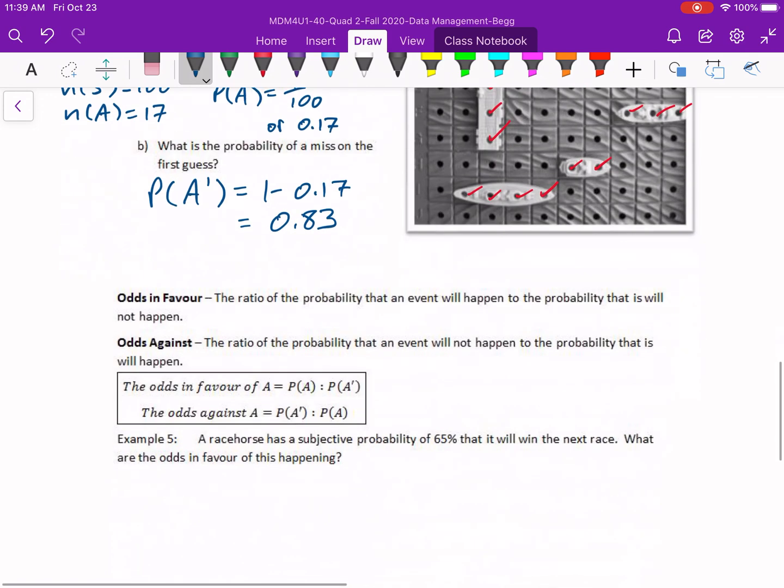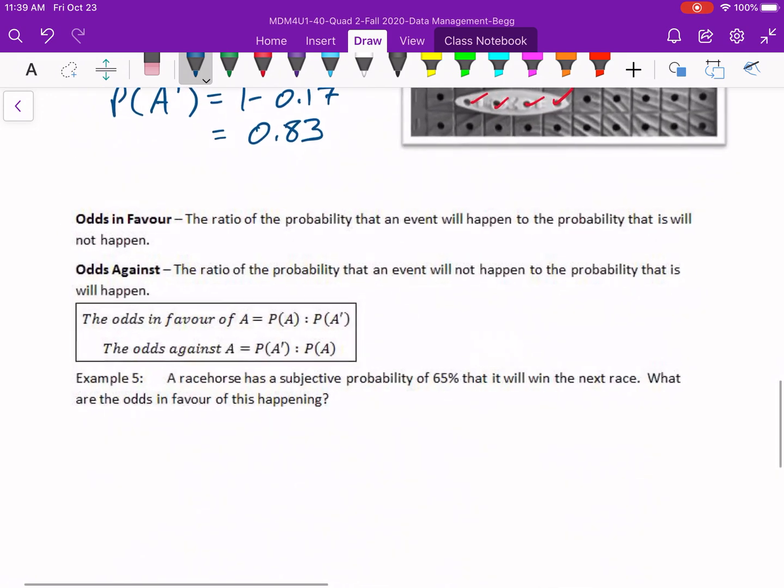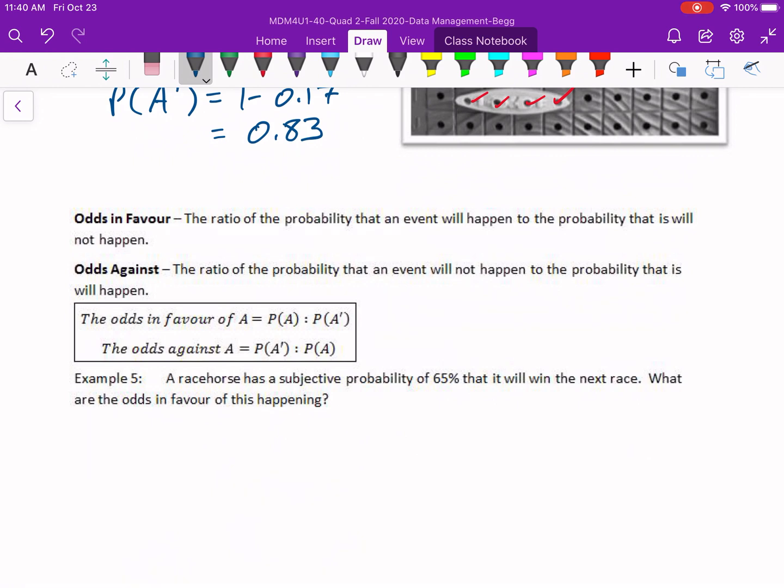Now, the last thing I want to talk about today is something called odds. So pay close attention, because odds are not the same thing as probability. I'm going to say that again, because a lot of people confuse odds and probability and treat them like they're the same thing. Odds is not the same as probability.